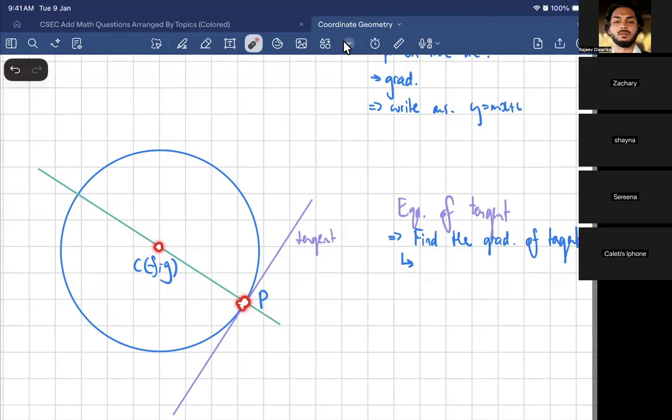And what could we do next? Pretend like we know what this is and we know what this is. So using those 2 points, you could find the gradient of the what? The normal. And then you would find the gradient of the what? The tangent. How are you using the gradient of the normal to find the gradient of the tangent? The negative reciprocal. Perfect. So you change the sign and you flip it.